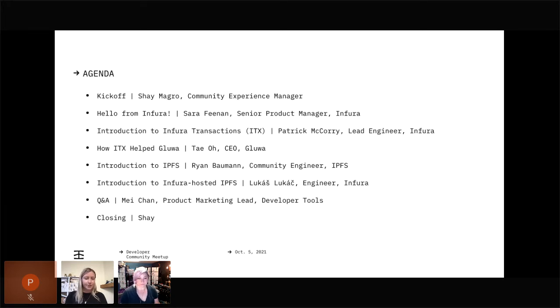As you can see on the screen, there's an agenda. Coming up after me will be Paddy McCorry, our lead engineer. He'll talk you through ITX, which is a special transaction optimization feature that we have on the Ethereum network, which I'm sure is an issue close to all of our hearts. And then after that, we're going to speak about IPFS, the Interplanetary File System, which is a Web3 version of, say, AWS. It's all about decentralized storage.